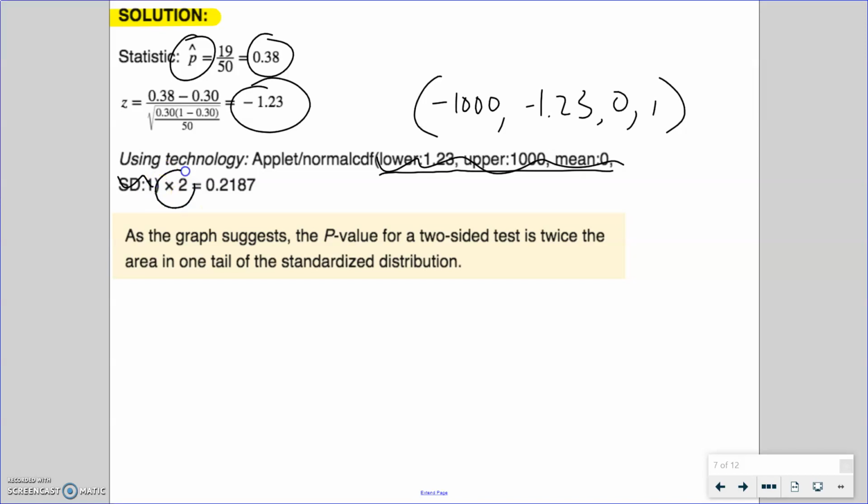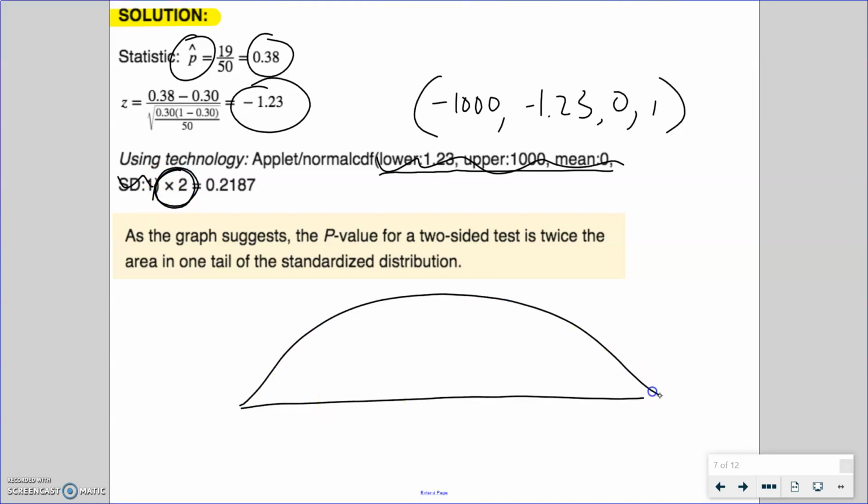But notice how they put this times 2. Here's what that means. Essentially, we're saying, okay, here's my z-score of negative 1.23, and we're finding the probability. The reason we would find this probability is we'd say, I think the probability is less than this, so what's the chance I got this p-hat or less purely randomly by chance?